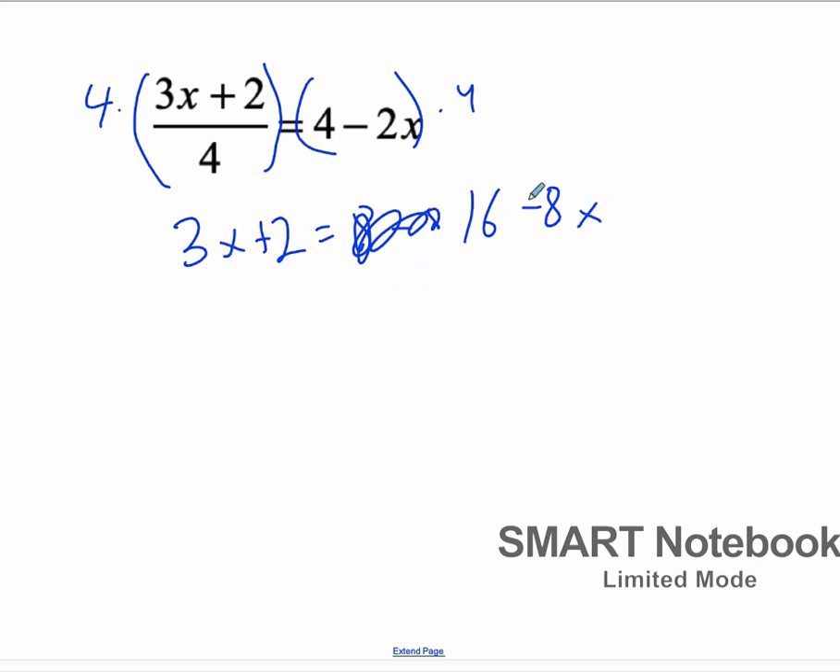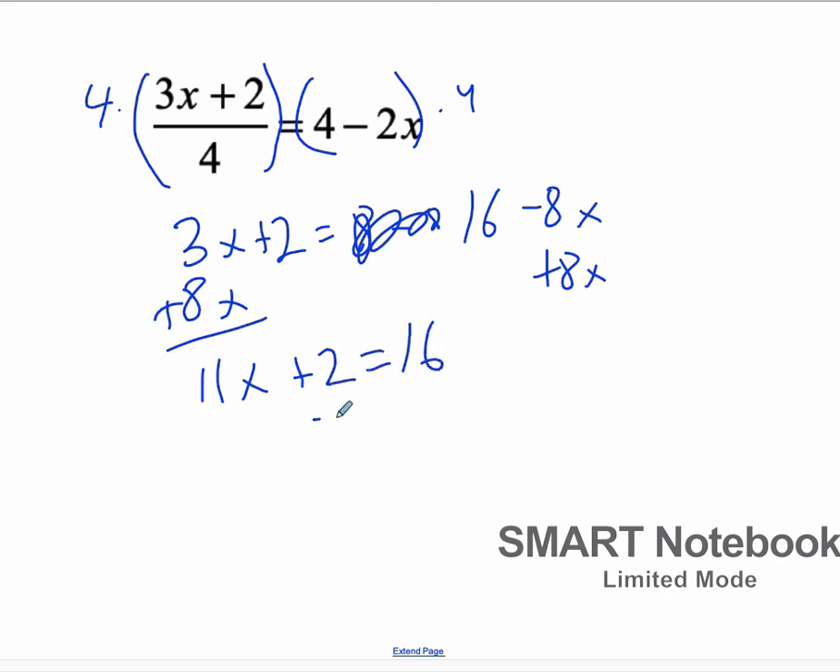Now we've got variables on both sides. The smaller one is negative 8x, so I'm going to add 8x to both sides. So we have 11x plus 2 equals 16. Then we have 11x equals 14, and then we divide by 11. And we have x equals 14 out of 11.